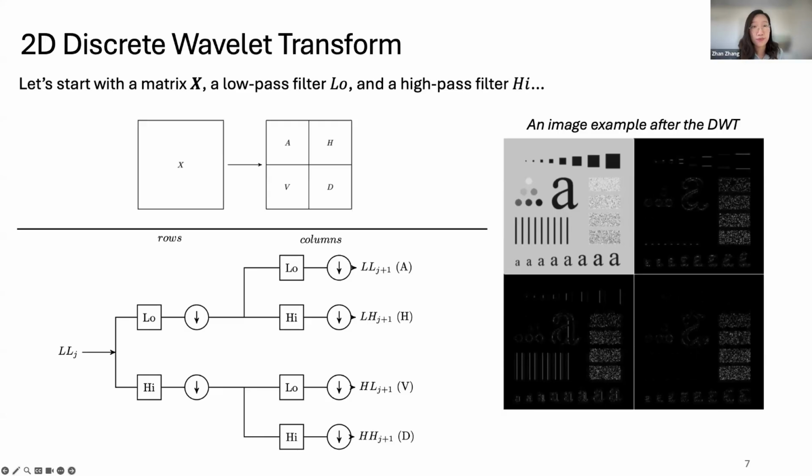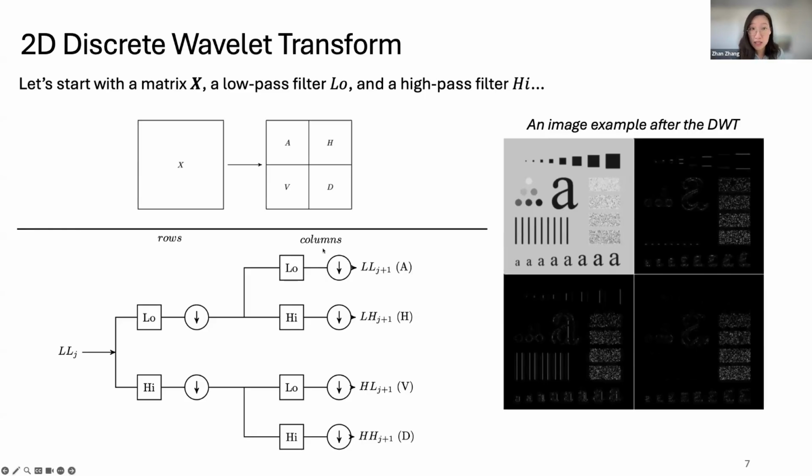So now I can first apply the low-pass filter along the columns of my matrix X, followed by downsampling. And then I can apply the low-pass filter again along the rows, also followed by downsampling. So the resulting matrix here, its size is a quarter the size of my original input X. And similarly, I can apply the low-pass filter along the rows and then the high-pass filter along the columns to get another matrix with the same size as my previous one. Or I can do this the other way around. And finally, I can apply the high-pass filter along both rows and columns.